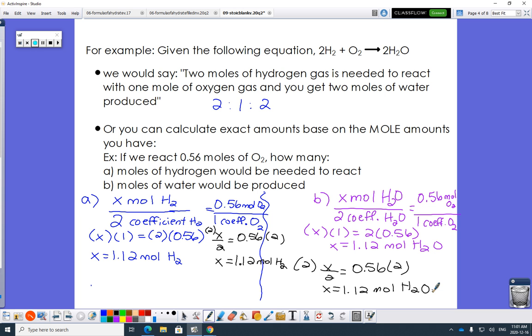So the black way is not cross-multiplying. The purple way is, you get the same answer, right? What you pick is what you like, okay?